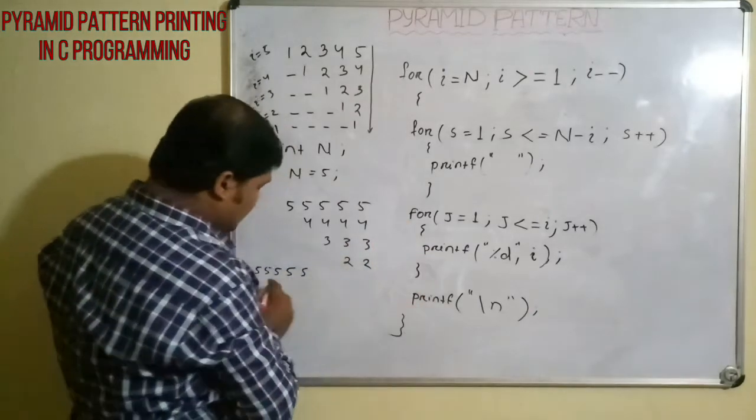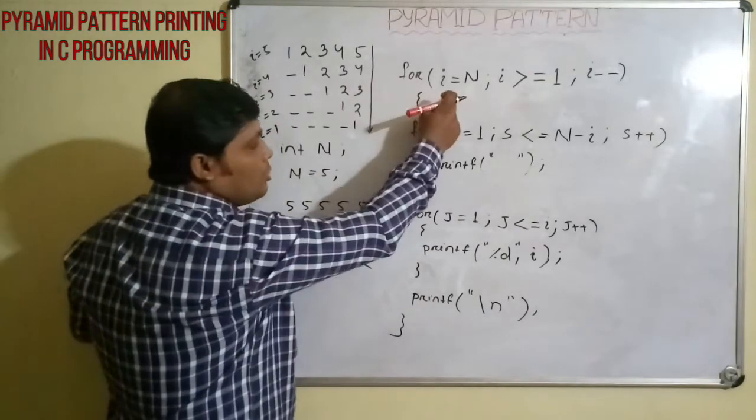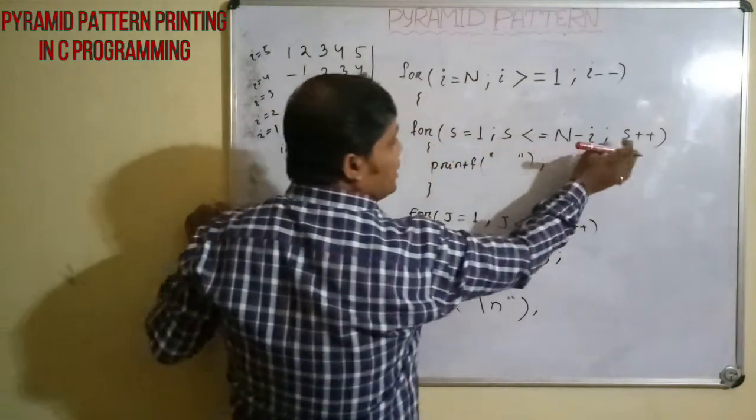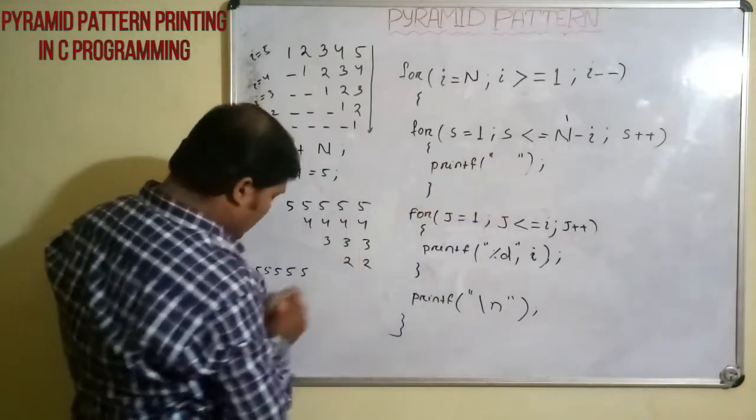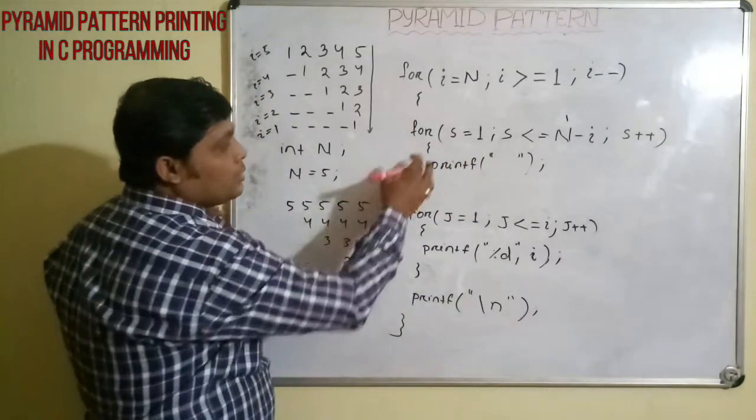Then print a backslash and it will go to the next line. I value will be 4, 1 to 5 minus 4. This will be 1, 1 to 1. It will work for one time and it will give one space. You can see.